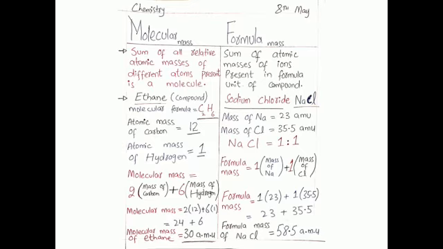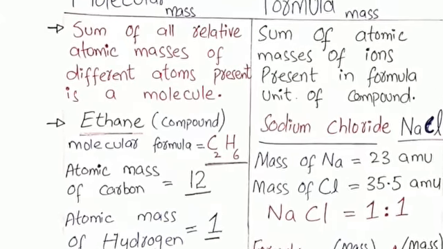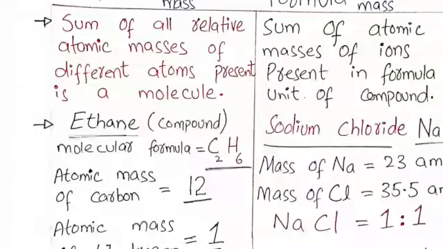Now, the main topic of today's lecture is molecular mass and formula mass, given on book page number 23. First of all, we are going to discuss molecular mass. The sum of relative atomic masses of different atoms present inside a molecule is known as molecular mass. For example, we have a compound named ethane. Its molecular formula is C2H6, meaning 2 carbon atoms and 6 hydrogen atoms.